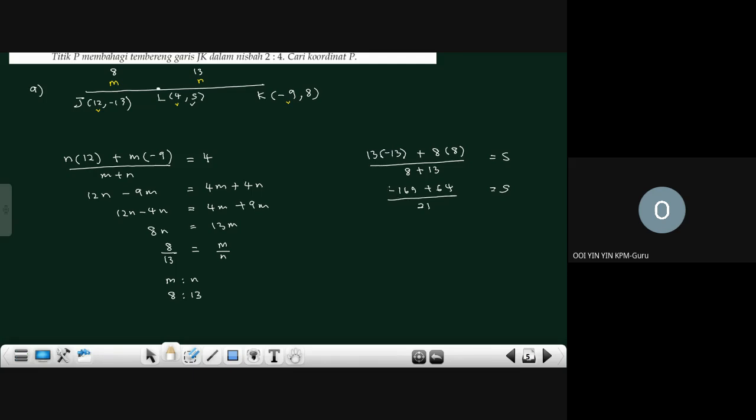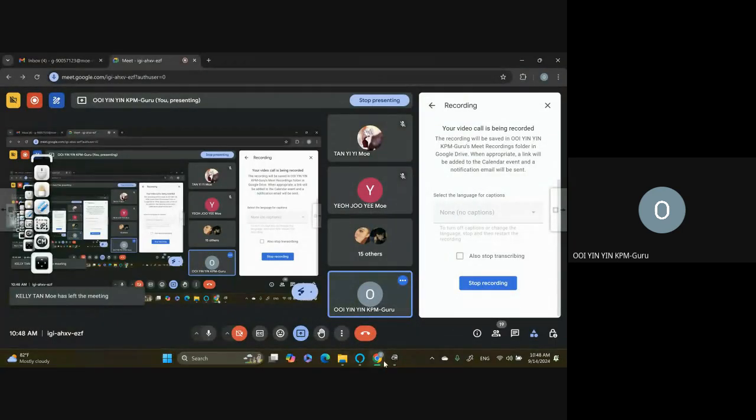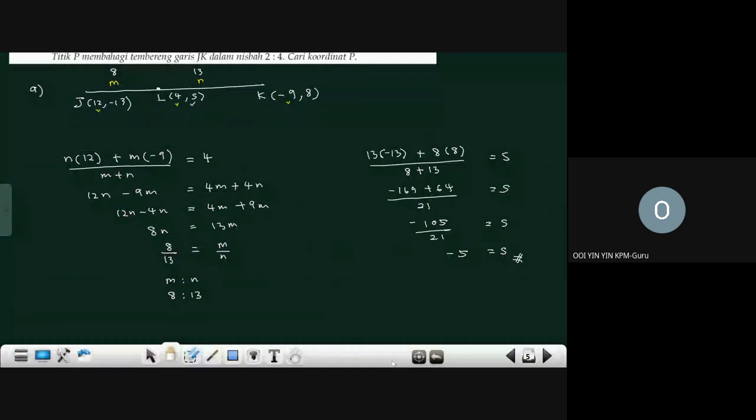And then from here, negative 169 plus 64, you get negative 105. Divide with 21 equals to s. You use your calculator, you get here negative 5 equals to s. So that is your answer, s equals to negative 5. Okay, so that's done for your question A.